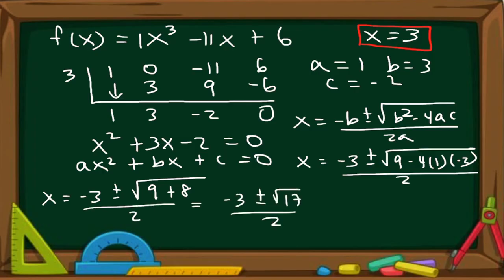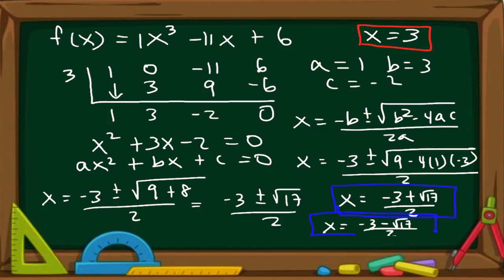So the first answer is going to be negative 3 plus the square root of 17 over 2, and the other answer is going to be negative 3 minus the square root of 17 over 2. So these are the two other answers, and these are real numbers just with the square root involved. So we have x is equal to 3 and negative 3 plus or minus square root of 17 over 2, but we still have three answers in total.